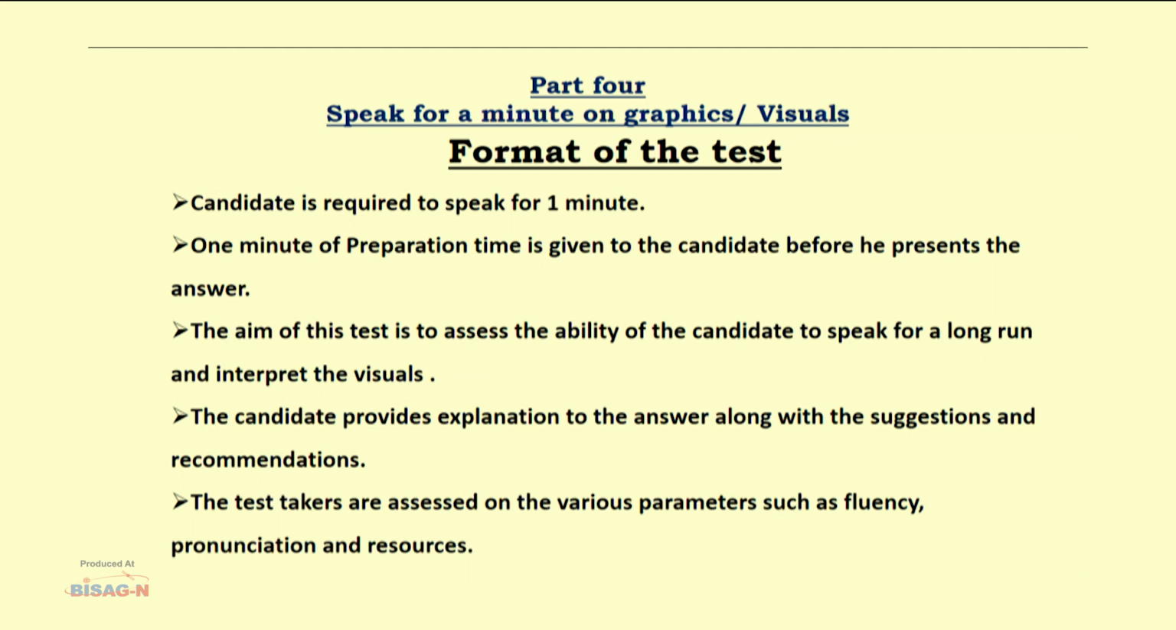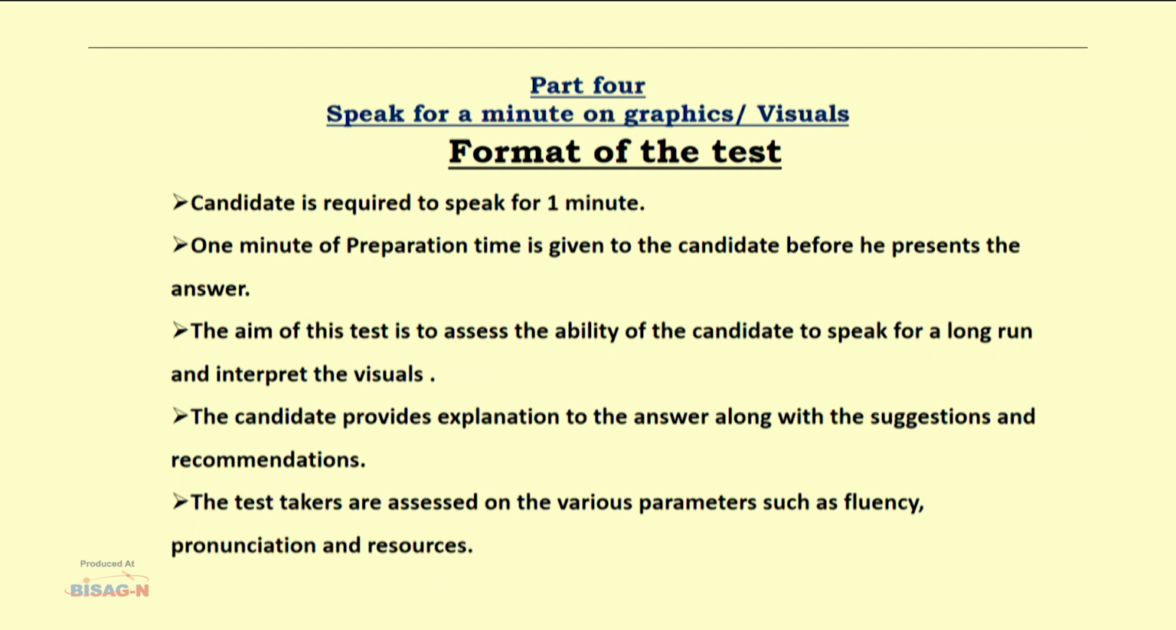Now 1 minute of preparation time is given in the extended answers or extended section. For example, task 4 and 5. These are the extended speaking sections. So the candidate gets 1 minute of think and prepare time.